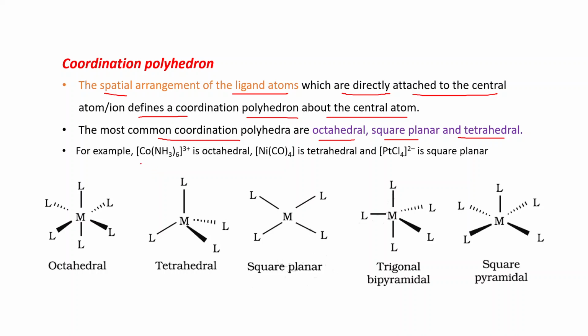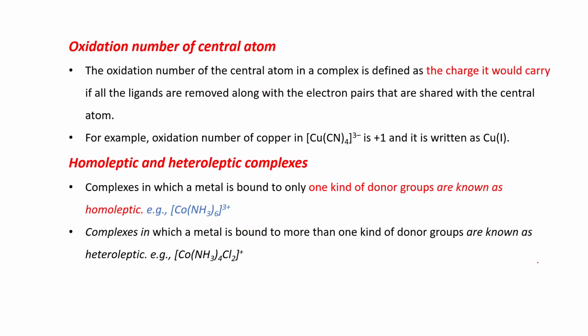For example, this [Co(NH3)6]3+ is octahedral, and this is the shape of the octahedral. This is Ni(CO)4, a tetrahedral. And this is [PtCl4]2-, which is square planar. This can be represented like this. Some other geometries are trigonal bipyramidal and square pyramidal. These are the geometries of coordination compounds, also referred to as coordination polyhedra.